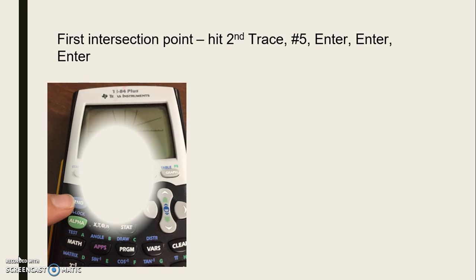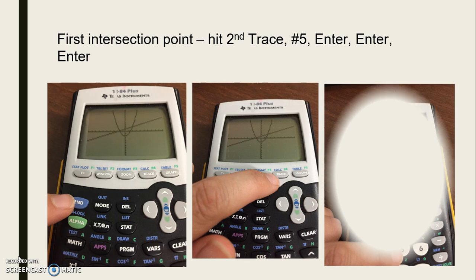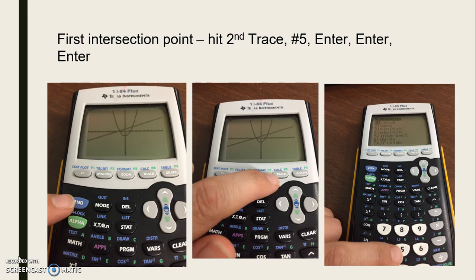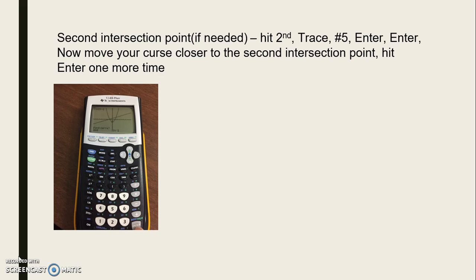To find that first intersection point, you're going to hit the 2nd button, which is right here. Then you hit the trace button, which is right there, and then you can hit the number 5. Then you proceed to hit enter 3 times, and it'll give you the answer at the bottom of the page. To get your second intersection point, if you need it, you do the same thing, but now you're going to have to move your cursor.